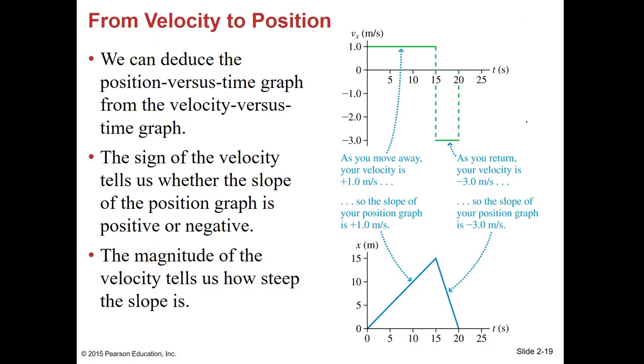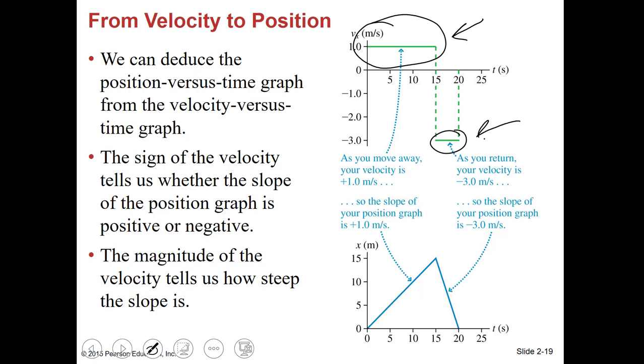So from velocity to position, you could do it in reverse. So let's look at the velocity graph. The velocity is positive and constant. Down here, it's negative and constant. So we know that the slope on a position versus time graph for this segment would have to be positive. The slope on a position versus time graph for this segment has to be negative. So this corresponds to this, and this part corresponds to that.